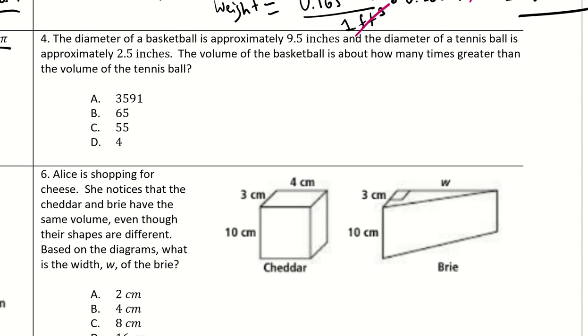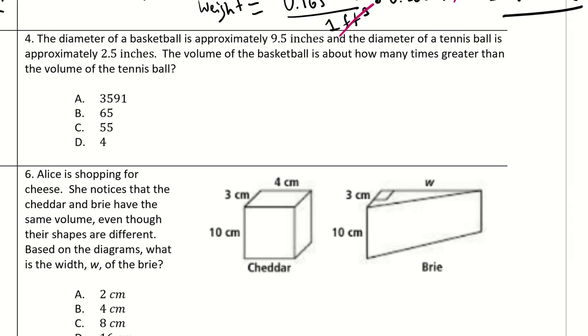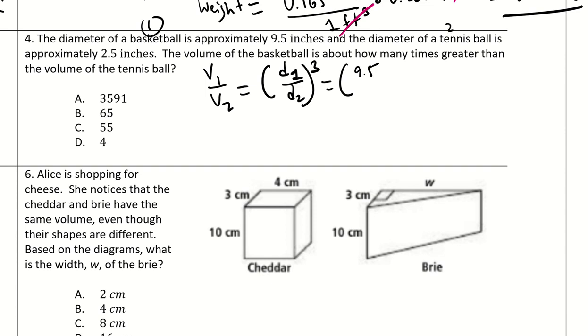All right, number 4. The diameter of a basketball is approximately 9.5 inches and the diameter of a tennis ball is 2.5 inches. The volume of the basketball is how many times greater than the volume of the tennis ball? Remember what I mentioned earlier, that the ratio of the volumes is equal to the scale factor cubed, the A over B cubed. In this case, the dimensions are the diameter, so we take diameter 1 over diameter 2, cubed. The volumes are always related by that relationship. We'll say the basketball is number 1 and the tennis ball is number 2. So 9.5 over 2.5 cubed.